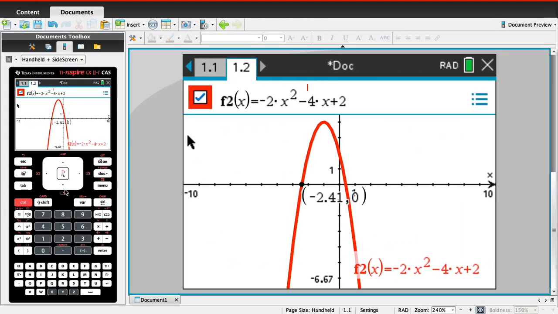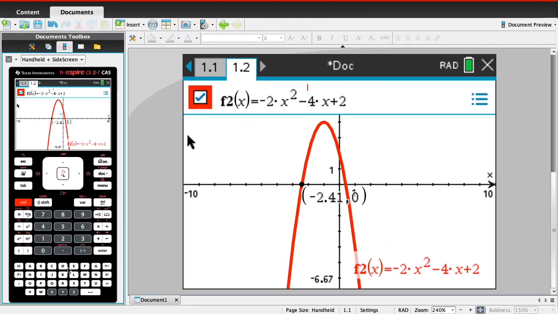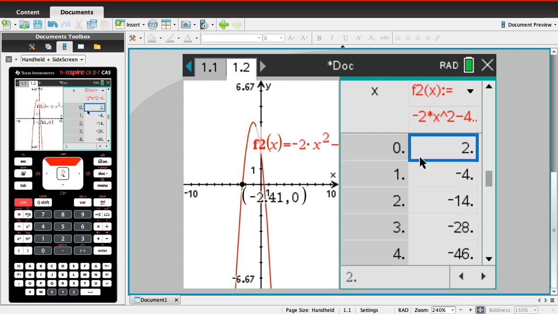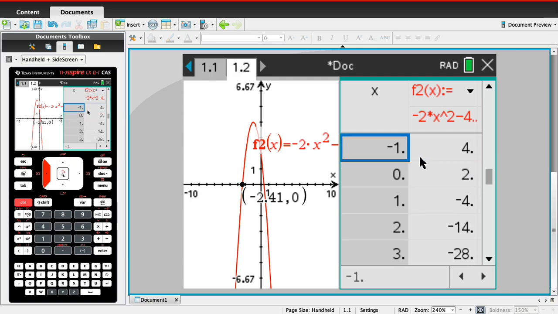But I'm going to cheat a little bit and I'm going to look at my table here. I'm just going to find a couple more values that are small. So negative 1, positive 4. Positive 1, negative 4. Negative 2, positive 2.